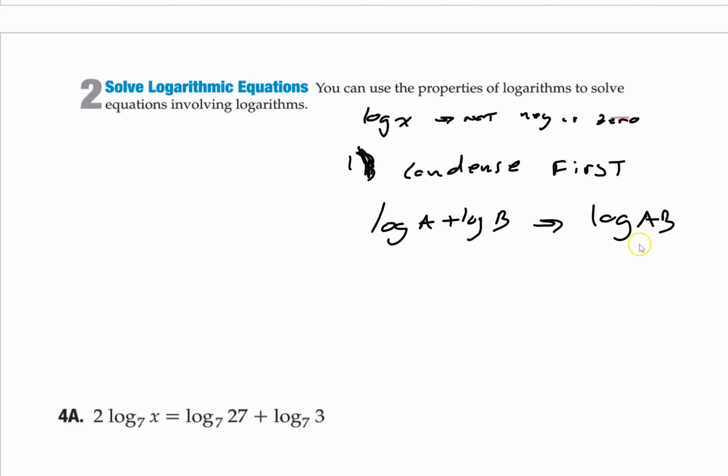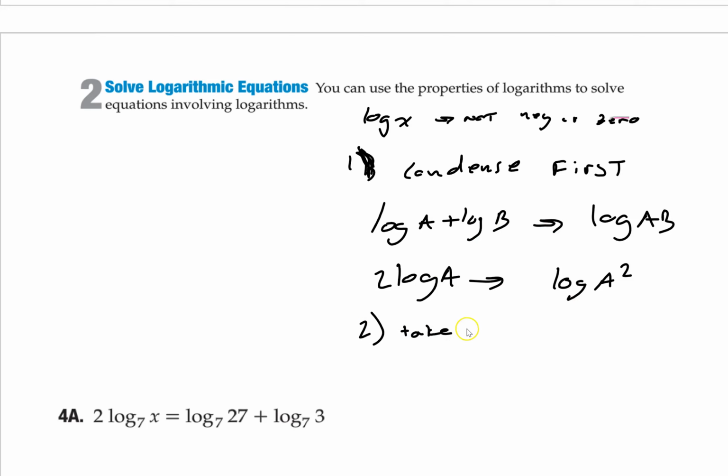Right? Plus means multiplication. So condense first. Likewise, this 2 here is not condensed. You've got to bring that up. So if you have something like this, you can't solve it like that. You've got to bring the 2 up first. So once you condense, then you can solve it like normal.